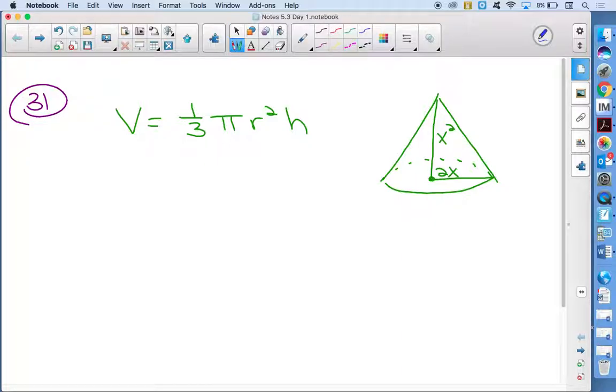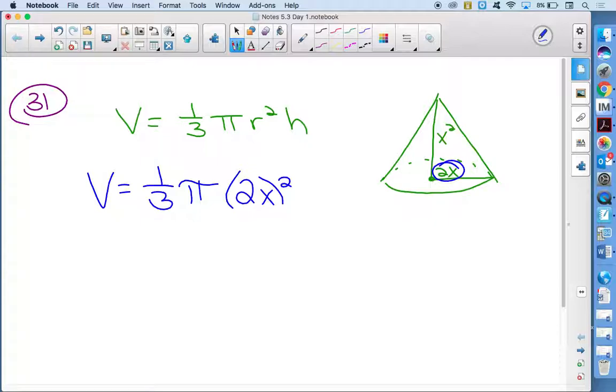Caitlin? Volume equals 1/3 pi, and then 2x squared. So instead of r, she said 2x squared. Is that how you have it written? Yes? If you're squaring the radius, shouldn't 2x be in parentheses? The 2x needs to be in parentheses because you're squaring all of that value. This is all the radius, and all of that radius needs to be squared, not just the x, but the whole quantity. So we need to square both pieces, so that has to be in parentheses.